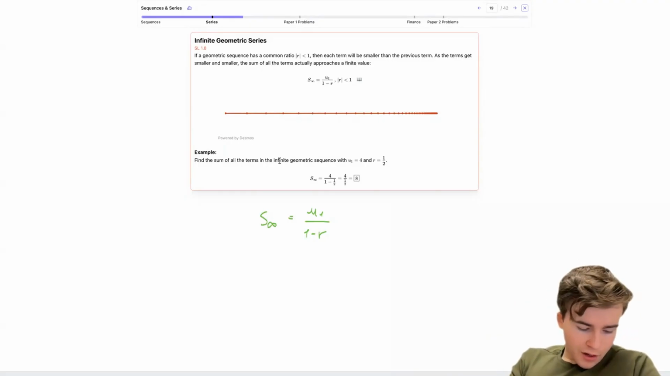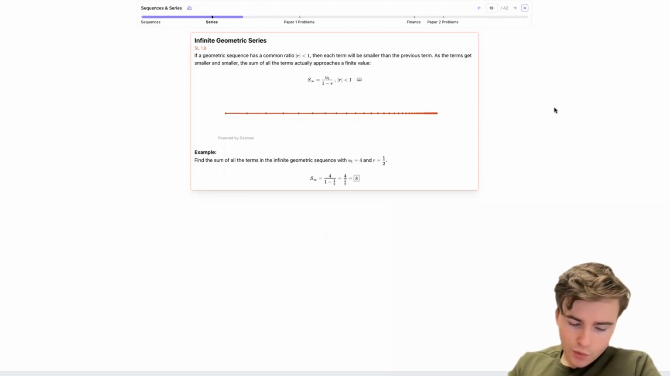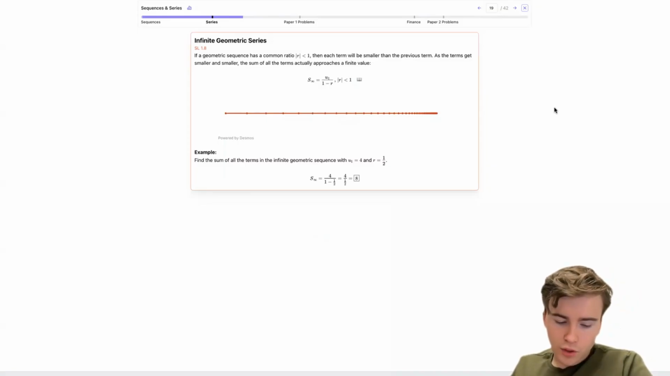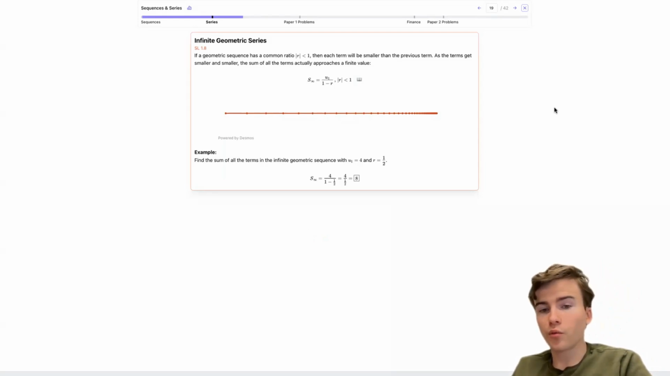Find the sum of all the terms in the infinite geometric sequence with u1 is equal to 4 and r is equal to 1 over 2. So I simply plug into the formula, which is in the booklet. I have 4 divided by 1 minus 1 over 2. That's 4 over 1/2. And that just makes 8.